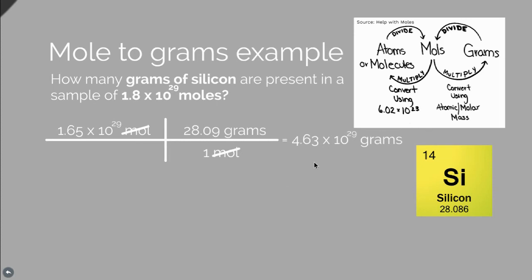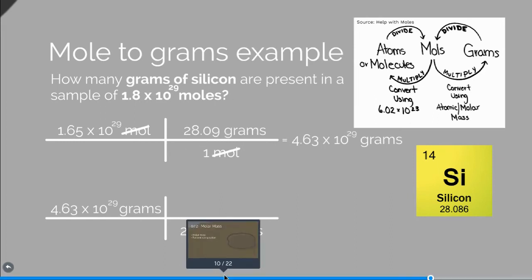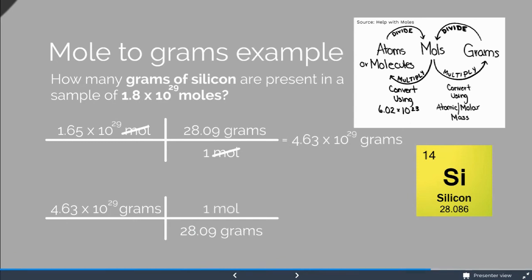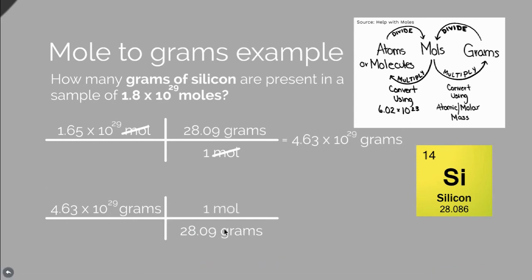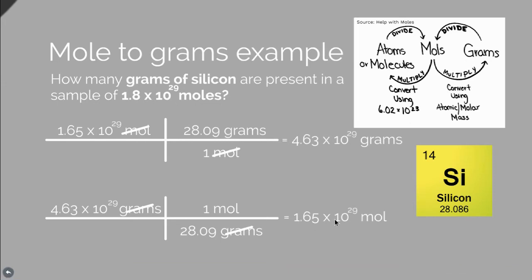So let's turn that around and say that we were starting with the number of grams and needed to take it to the number of moles. So again, it's the same process. We can set up our table. In this case, instead of having the molar mass on top, we're setting it on the bottom, so we can have moles on the top. In this case, grams to grams will cancel out, and we're left with moles as our last unit. You do the same math, 4.63 times 10 to the 29th power divided by 28.09 gets you the result of 1.65 times 10 to the 29th number of moles.